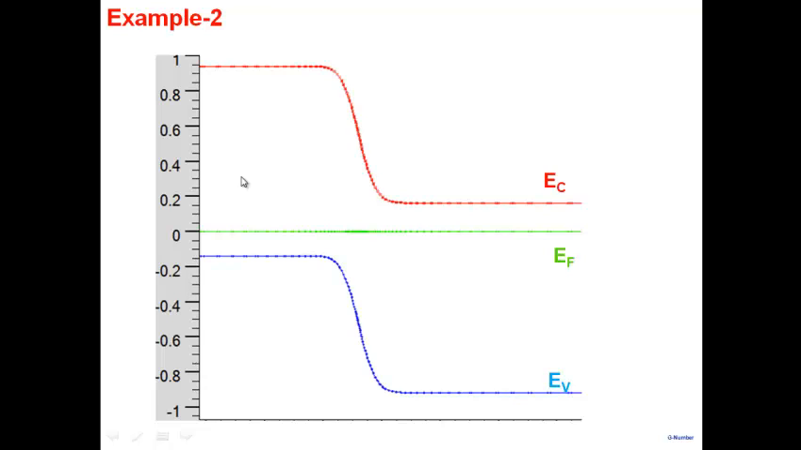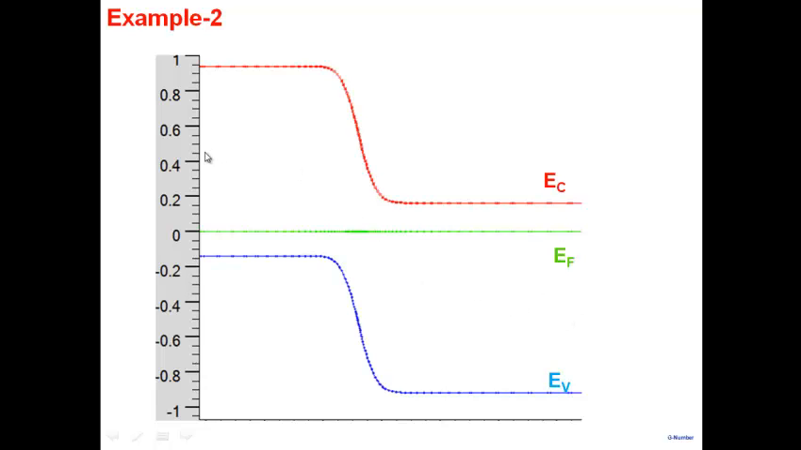Let's look at this particular diagram. So it shows EC, it shows EV here, and it shows EF. I've not drawn EI, the intrinsic level, but you can easily draw where the intrinsic level lies: in the middle, right? Between EC and EV. So all you have to do is draw something in the middle like this, and it will go here.